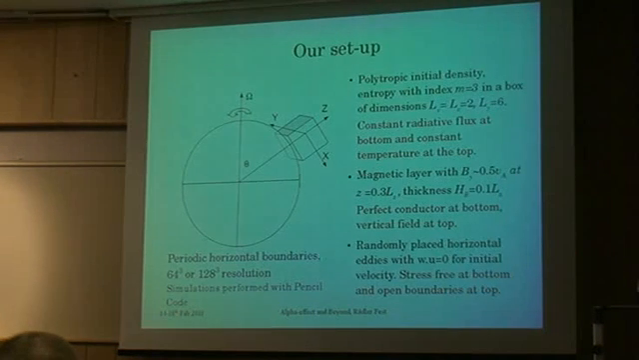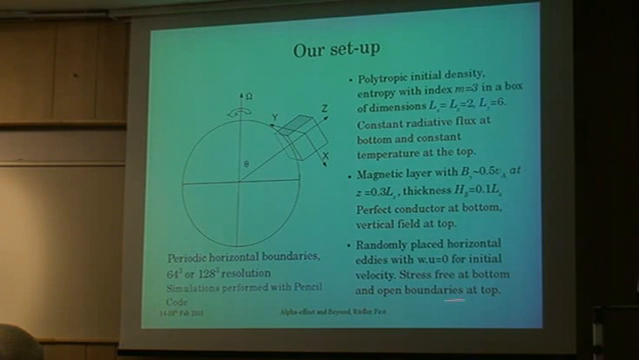So this is what our setup looks like. There is a box which is placed at the colatitude theta, with the rotation axis here. The dimensions of the box are such that the width and the height are equal, and the length of the box is thrice the height of the box. And there is a magnetic layer which has an initial horizontal magnetic field By, placed not quite at the bottom of the box, but a little higher. The thickness of that layer is 1/10 the size of the box.